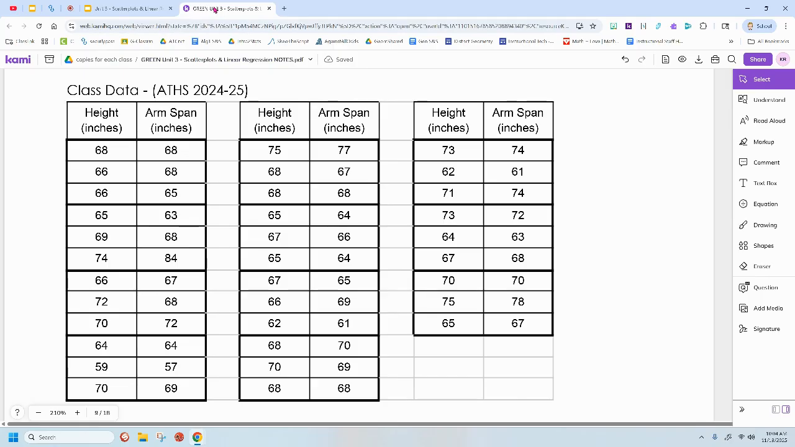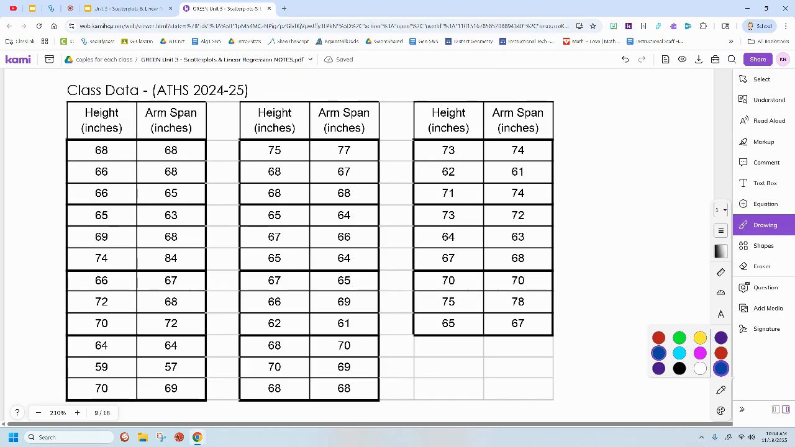All right, so we did that, and then this data is not your data. This is from last year, my group. So let's kind of just take a look. Once again, you have to plan. Now, let's look at our different heights. Okay, so kind of just skim those numbers. We're going to use height on the x-axis.